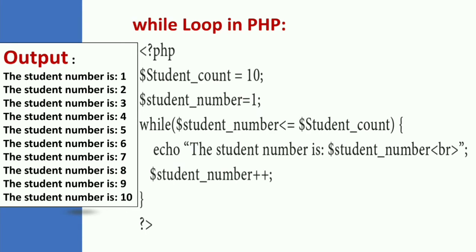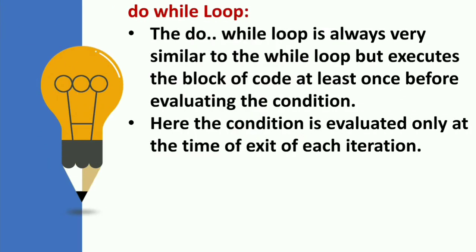So next let us move on to the last loop, that is the do while loop. Do while loop is very similar to the while loop but executes the block of code at least once before evaluating the condition. Why is it executing the entire block once? Because the condition is placed at the last. The condition is evaluated only at the time of exit of each iteration. So that is the reason the condition will be written at the end of the block. So each time it checks for the condition at the last.